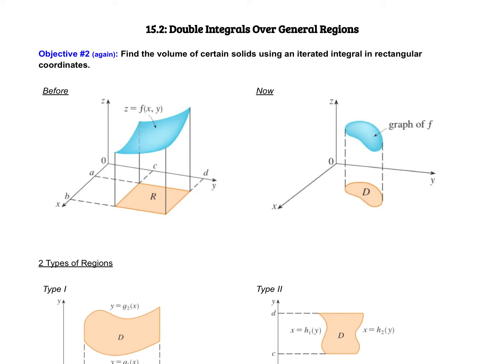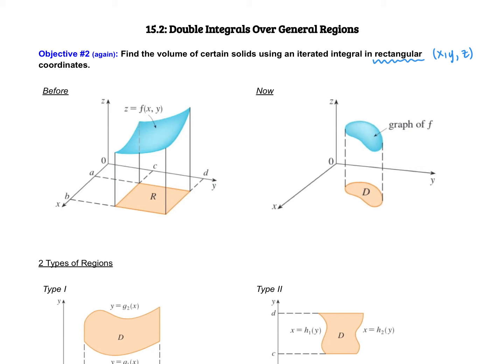In today's video, we are going to be taking a deeper dive into double integrals. This time though, we're going to look at general regions. So our region R is going to be some general region. It's not going to be a rectangle like it was before. Our objective is still finding volume using iterated integrals in rectangular coordinates. By rectangular coordinates, we mean our normal coordinate system XYZ. We're going to look at some other coordinate systems later, but this video will have X and Y.